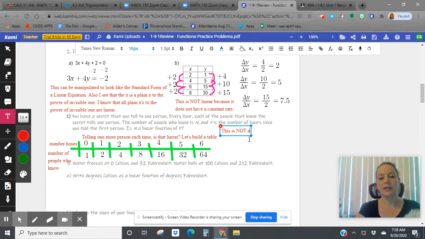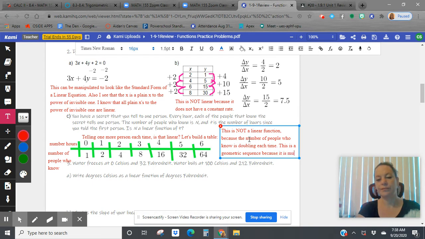This is not a linear function because the number of people who know is doubling each time. This is a geometric sequence because it is multiplying by 2 each time to the previous term. So this means that it would be an exponential function, not a linear.